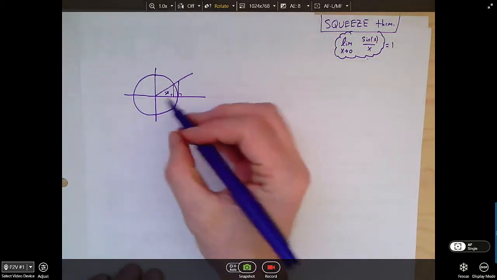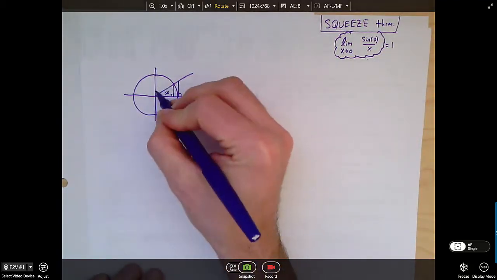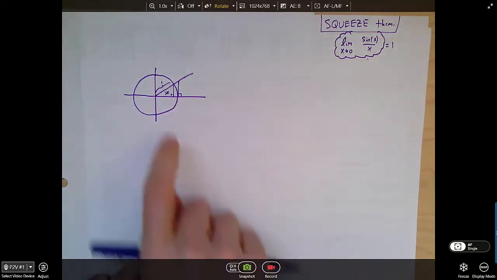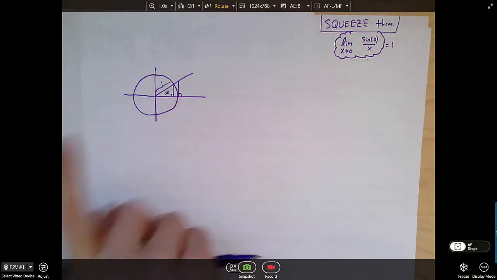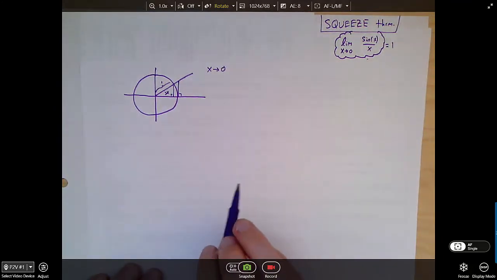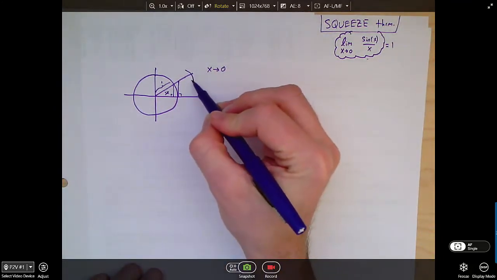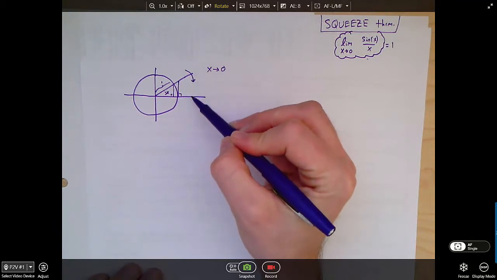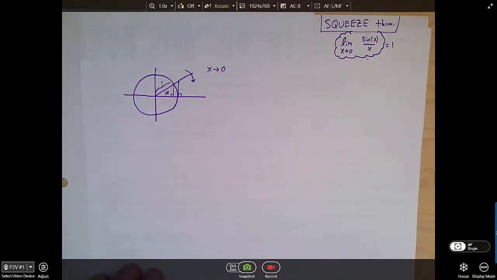So we had started with this picture. This is a circle with radius 1, so it's the unit circle. And I'm calling this angle x. And we're thinking about the situation as x is approaching 0. So geometrically, you can imagine this line slowly approaching the x-axis here.